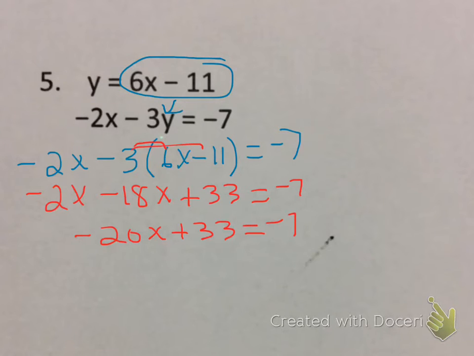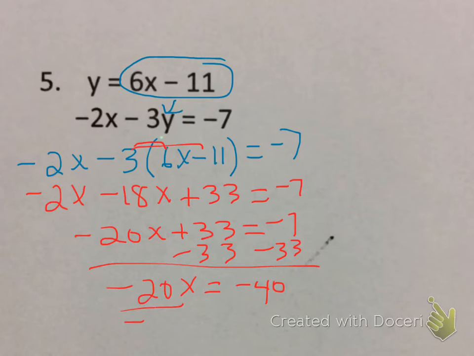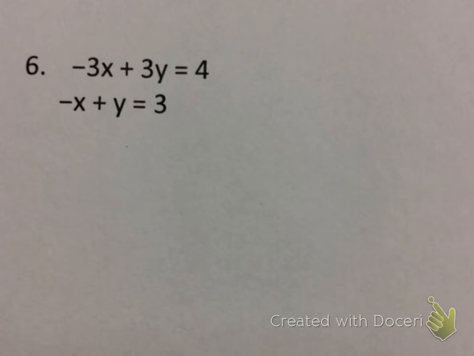My goal is to isolate the variable, so get that x by itself. So I'm going to subtract the 33 to the other side. So I get a negative 20x equals negative 40. Divide both sides by a negative 20. And I get x equals positive 2. And then I'm going to have to take that and substitute it back up into one of the two original problems in order to find my y value. So I'm going to go with y equals 6x minus 11.